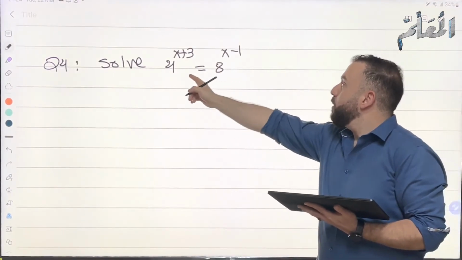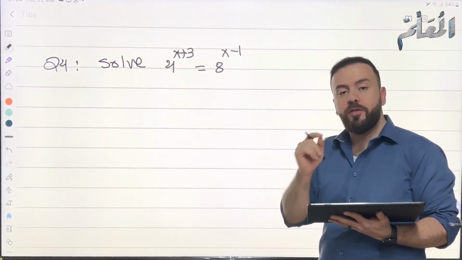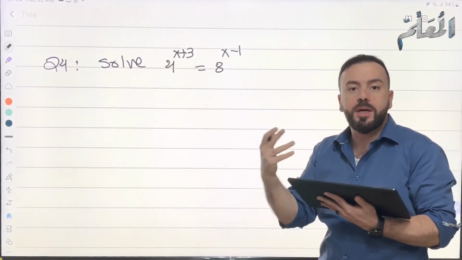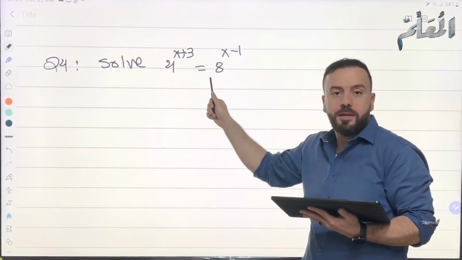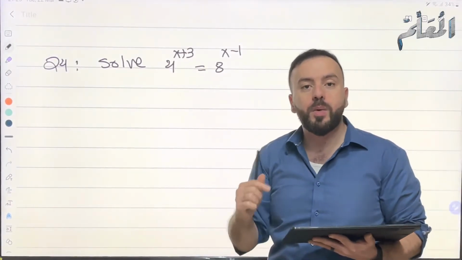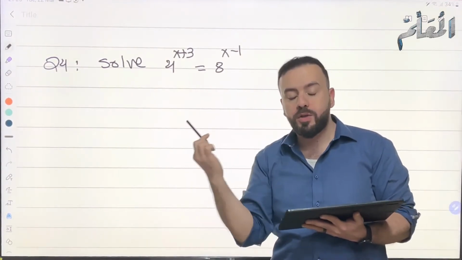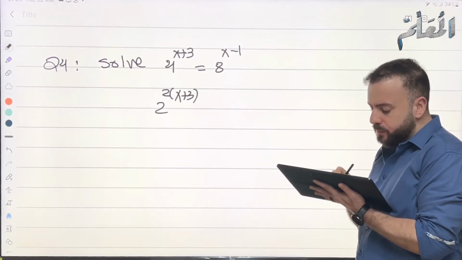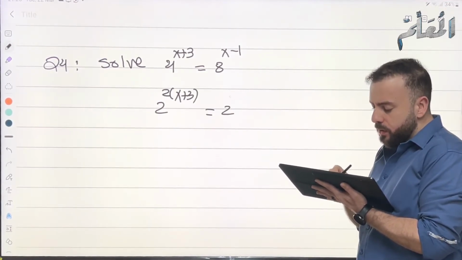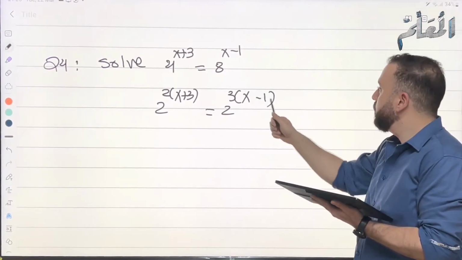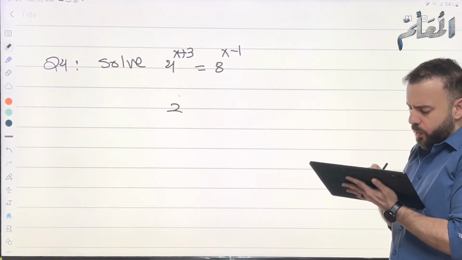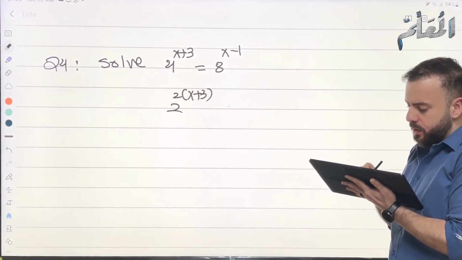Check this now. 4 and 8, there is a common factor GCF between them, which is equal to 4, but we need to make something which is related to the numbers, which is 2 and 2, right? 4 is equal to 2 power 2 and 8 is equal to 2 power 3. So now that's going to be 2 power 2 (x plus 3) equal to 2 power 3 (x minus 1). Let me write it properly.